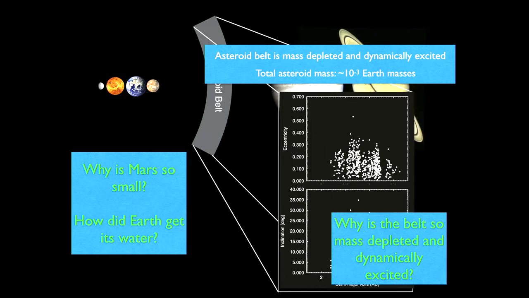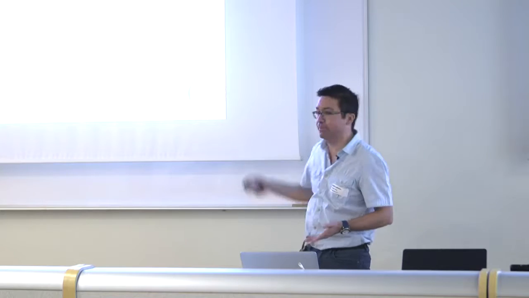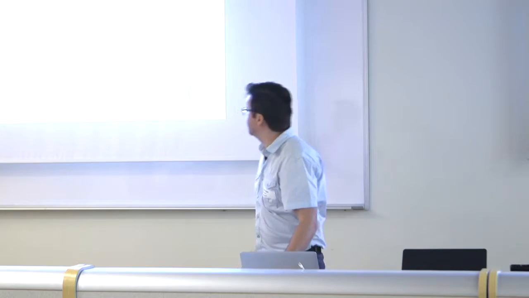But the asteroid belt is not only this. You have another feature of the belt that's quite important. The belt is divided in two. The inner part of the belt is dominated by S-type asteroids that are basically water-poor asteroids. And the outer part of the belt is dominated by C-types. So a model of terrestrial planet formation, to be consistent, has to reproduce these two features of the belt, including those previous ones that I discussed before.